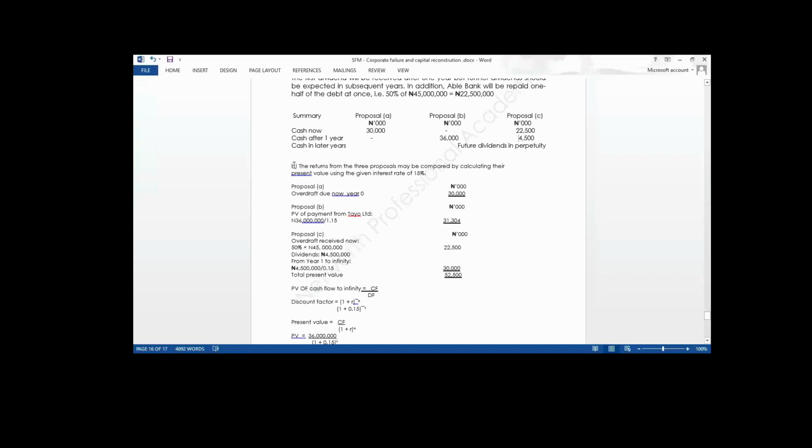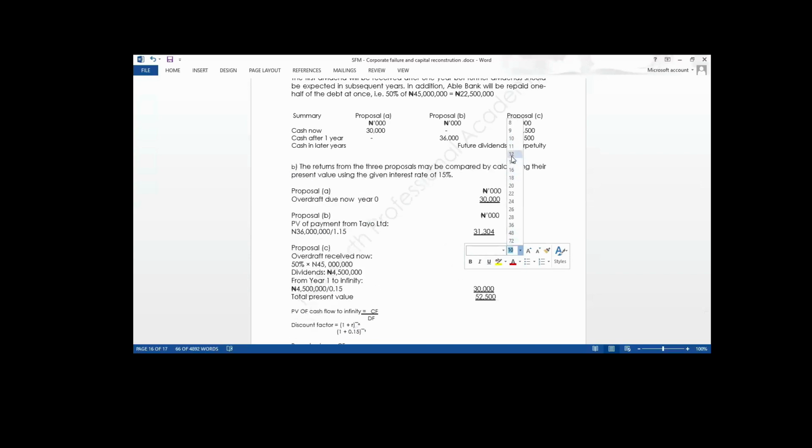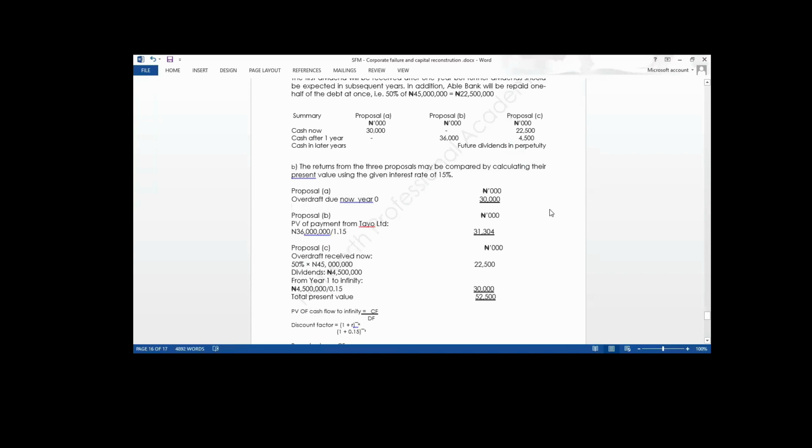Look at the comment, please. The returns from the three proposals may be compared by calculating their present value using the given interest rate, that is the return on bank funds, 15%. Look at proposal A. Amount due in year 0, 30 million. What is the present value of cash flow in year 0? It is also the cash flow. That's correct.